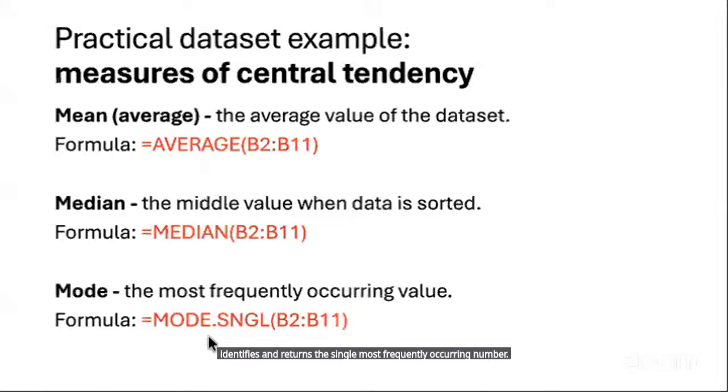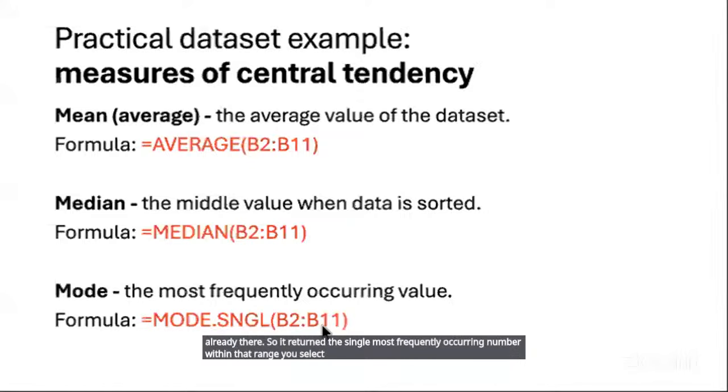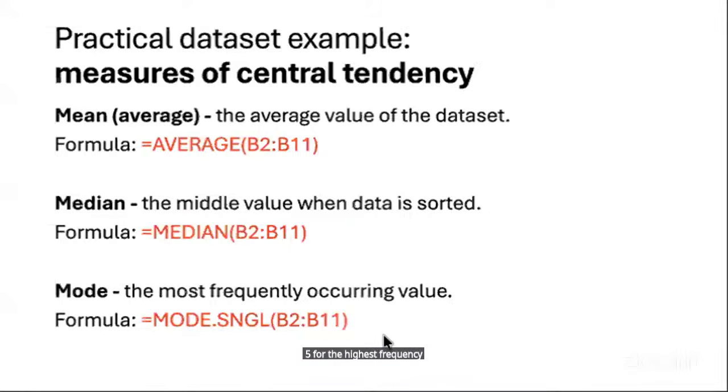Now, mode identifies and returns the single most frequently occurring number. That's where it's mode. Single means single. This is a formula already there. So it returns the single most frequently occurring number within that range you selected, B2 to B11. So if, for example, you have multiple values tied for the highest frequency, more than one value that is occurring more than once, this formula will return error.